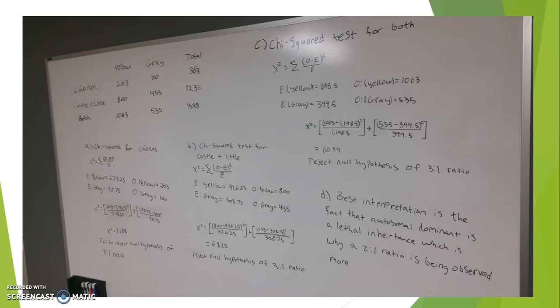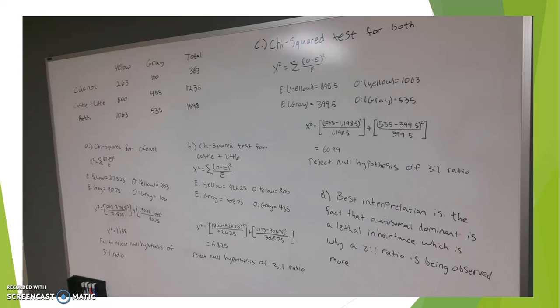For the chi-squared test for both, basically I did the same things I did before. I took 0.75 times 1598 to get this for the expected yellow, and then 0.25 times 1598 to get the expected for the gray, and I plugged these values in as shown right here. These two values go over here, and these two values go in this one. Then I got a chi-squared value of 60.99, which, based on the chart, rejects the null hypothesis of a 3-to-1 ratio.